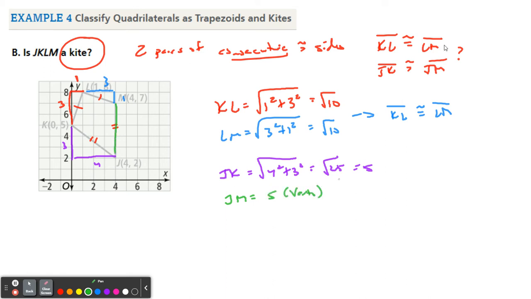So it is important that you simplified the square root of 25 to get 5, because now you see that they're both 5. This means that JK is congruent to JM. You just showed that this quadrilateral has two pairs of consecutive congruent sides. Therefore, it is a kite. Great.